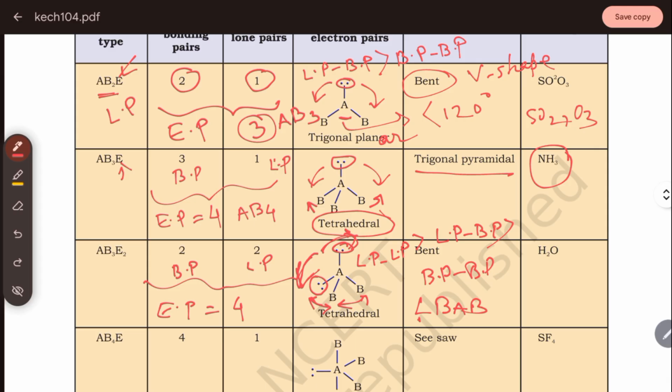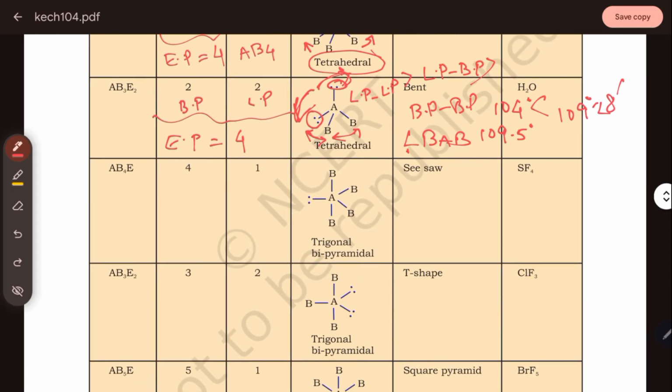There is a contraction. The expected bond angle was 109 degree 28 minutes, or it is 109.5 degree, but in H2O it is 104 degree, almost 104.5 maybe. Which is very much less than 109 degree 28 minutes, or maybe 109.5 degree. Okay. So now here again we can see trigonal bipyramidal structure, TBP structure.